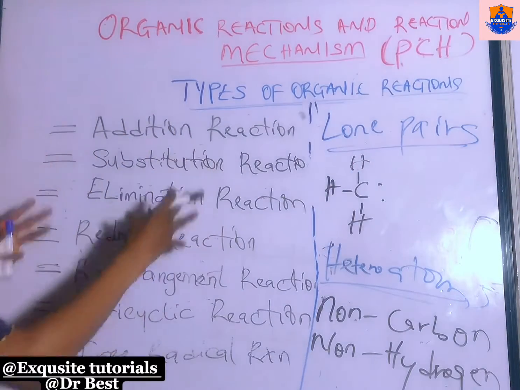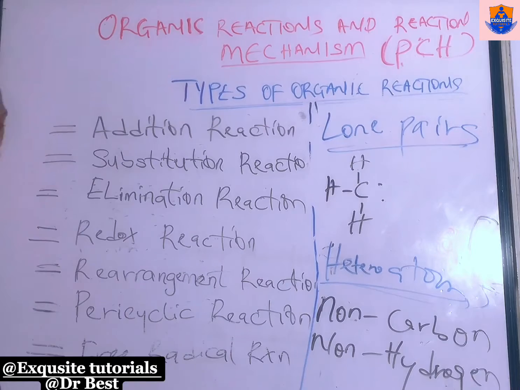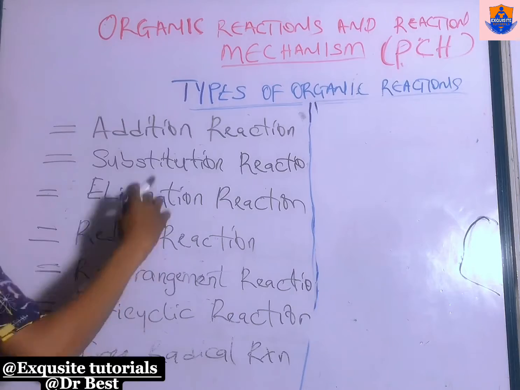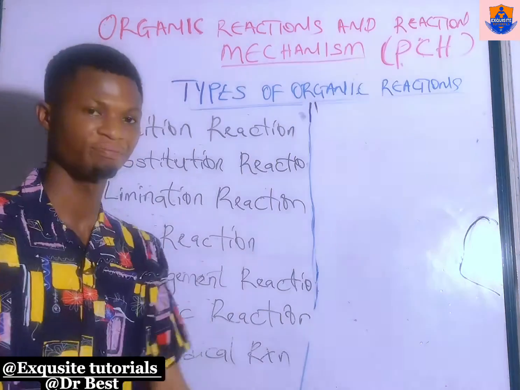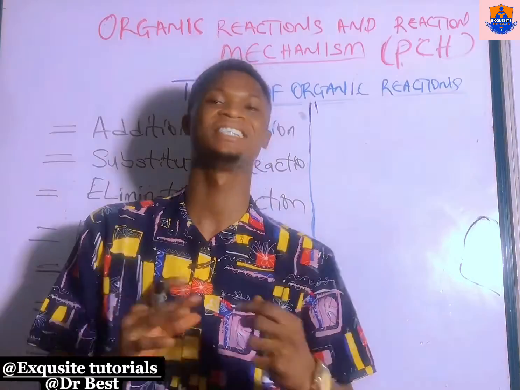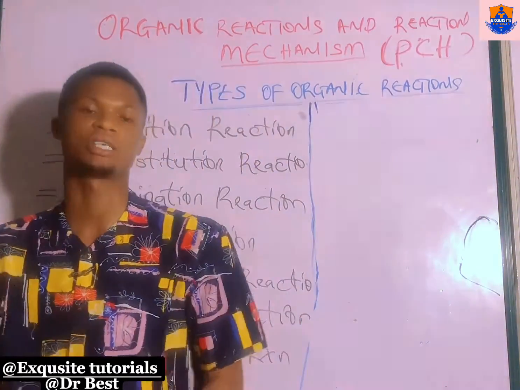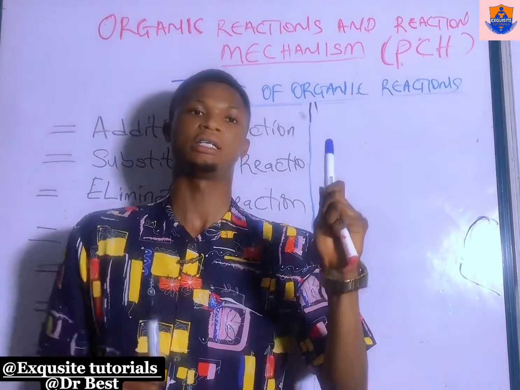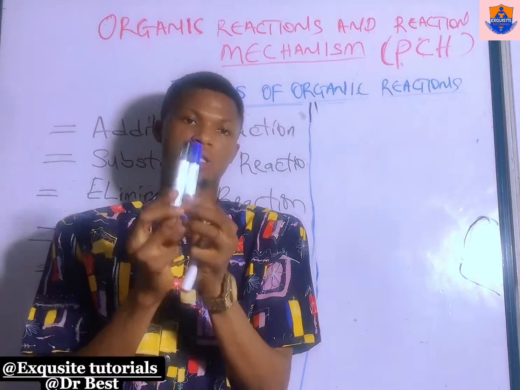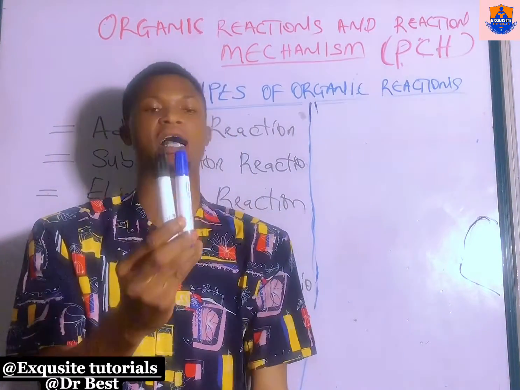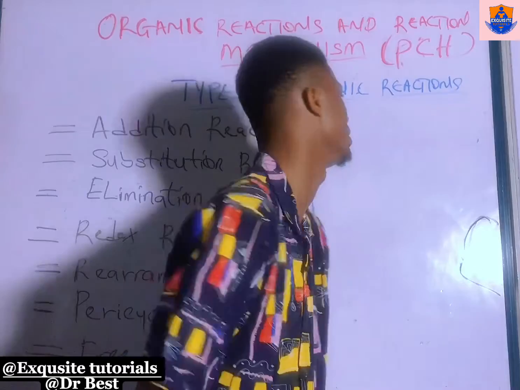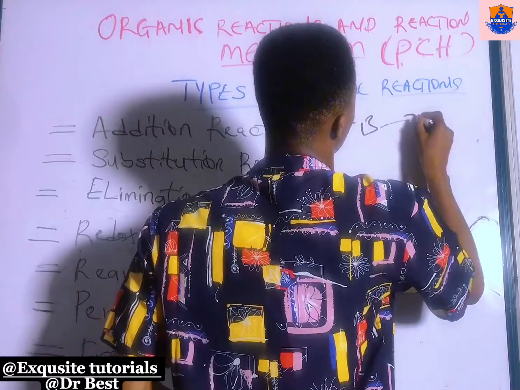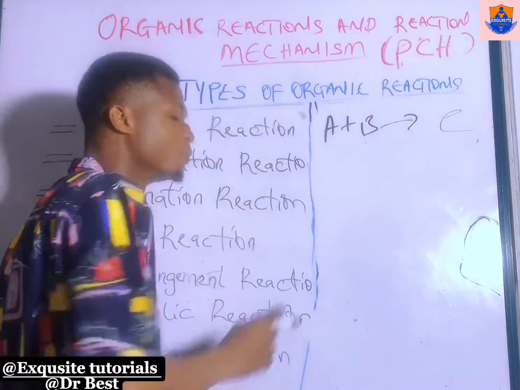Now, done with this, let's come back to types of organic reactions. There are numerous types of organic reactions, but we're going to look at them and make them so simple. First of all, we have the addition reaction. Normal mathematics, right? If I have this blue marker and this black marker, and I bring them together to give me blue and black marker, that is an addition reaction. It's as simple as it is. Addition reaction is simply A plus B equals C. Simple.